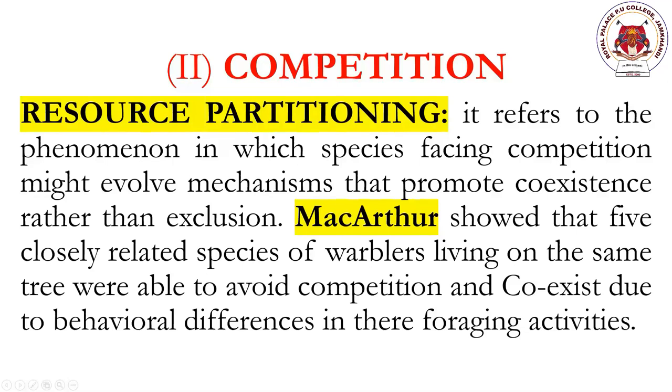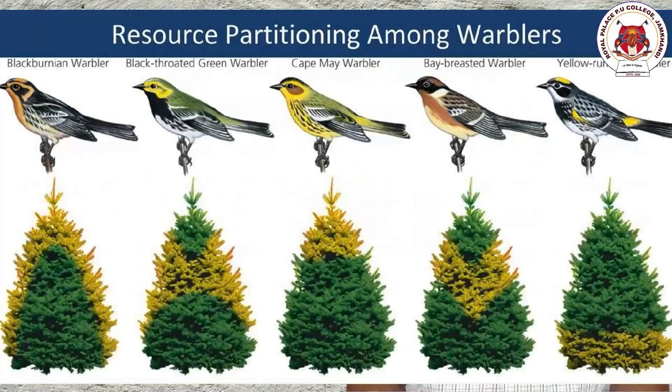Now, with respect to this particular topic, there was one scientist called MacArthur. According to MacArthur, five closely related species of warblers, birds living on the same tree, were able to avoid competition and coexist due to behavioral differences in their foraging activities. The meaning of foraging is nothing but the search for food, maybe during the daytime or during the night time.